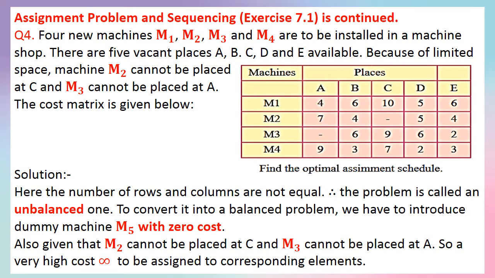Question number 4. Four new machines M1, M2, M3 and M4 are to be installed in a machine shop. There are 5 vacant places A, B, C, D and E available. Because of limited space, machine M2 cannot be placed at C and M3 cannot be placed at A. The cost matrix is given below. This matrix is the cost matrix and we have to find the optimal assignment schedule.